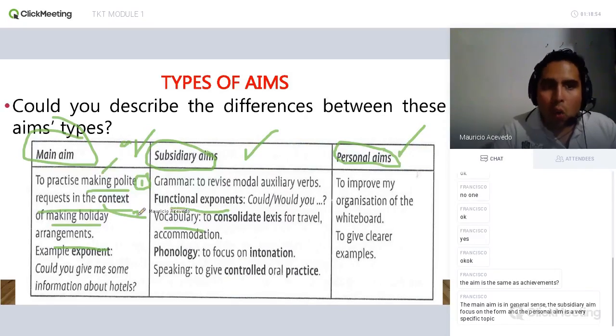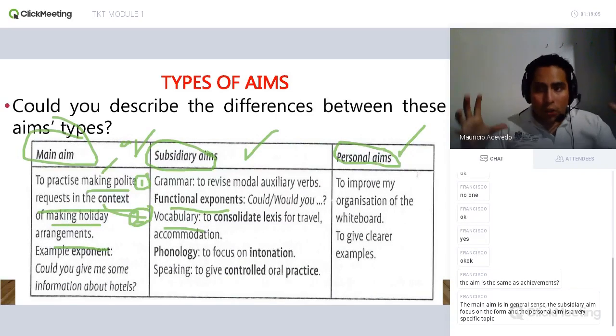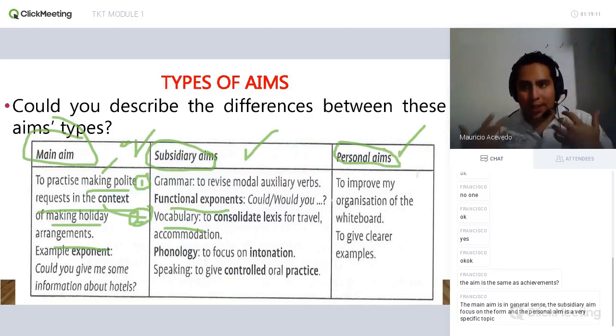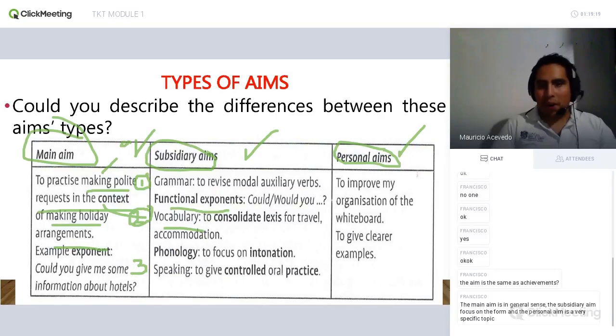Number two, why or for what you want your students to learn how to make a polite request, because you want them to make holiday arrangements. So you need to contextualize, you need to give them the reason why you want them to do this activity or to learn all this. And the example, this is part number three: could you give me some information about hotels?